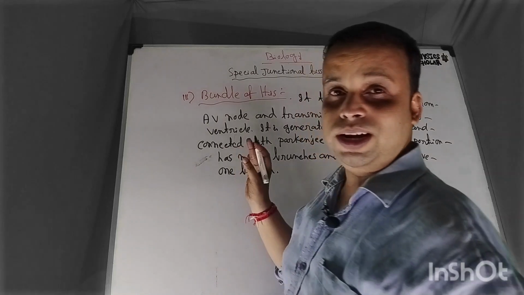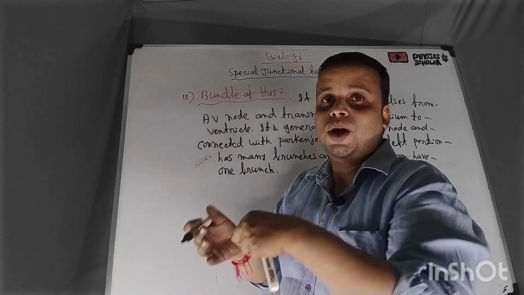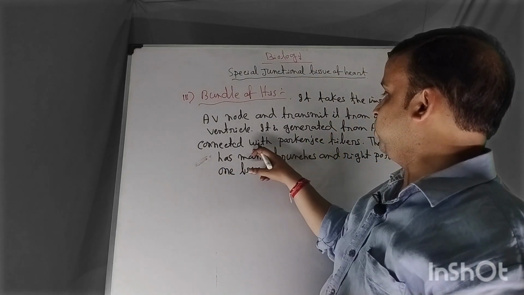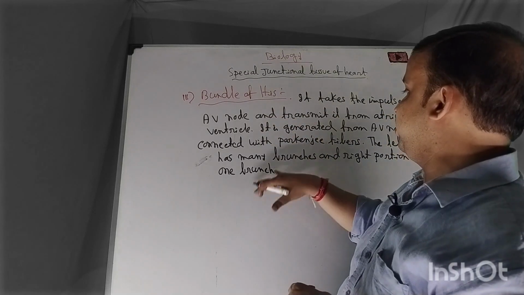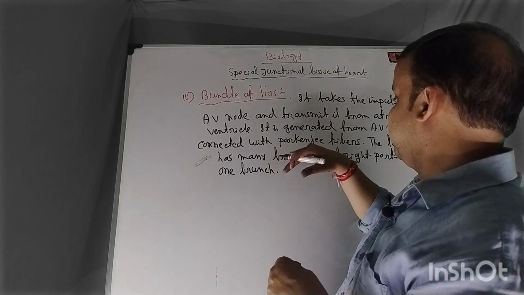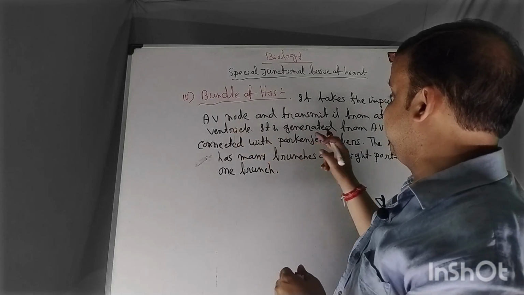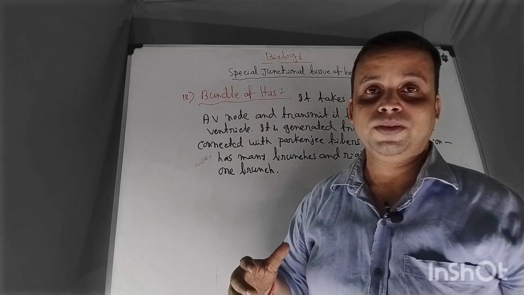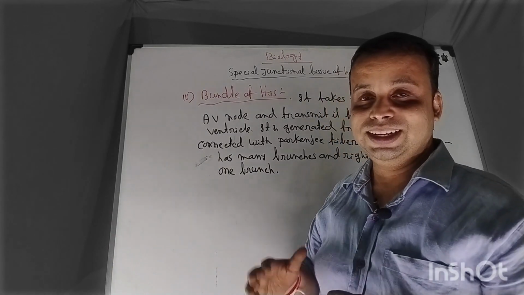So basically it will act as a carrier. The impulse it will take from the AV node, and from the atrium to the ventricle it will send, clear? It is also known as the bundle of His, and one end is coming from the AV node and the other end is connected to the Purkinje fiber.